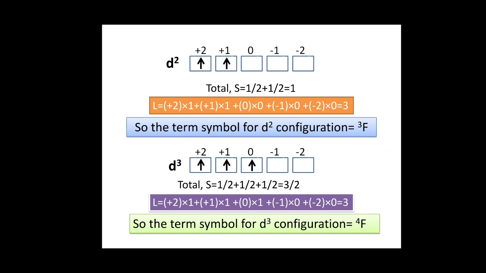So exactly in the same way you can do for the other orbitals. You just put the electrons in the orbitals and then calculate the S value and calculate the L value, and finally you will be able to answer what the ground state term symbol is.